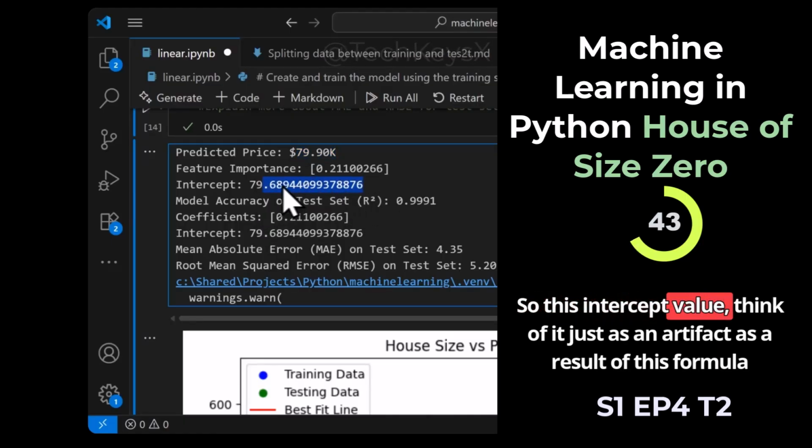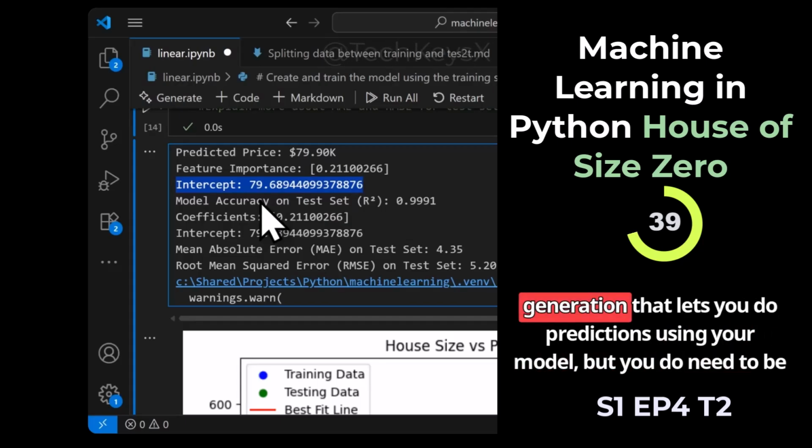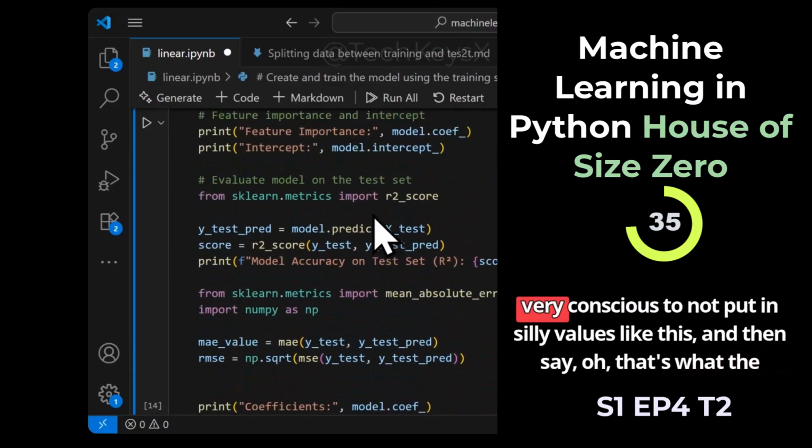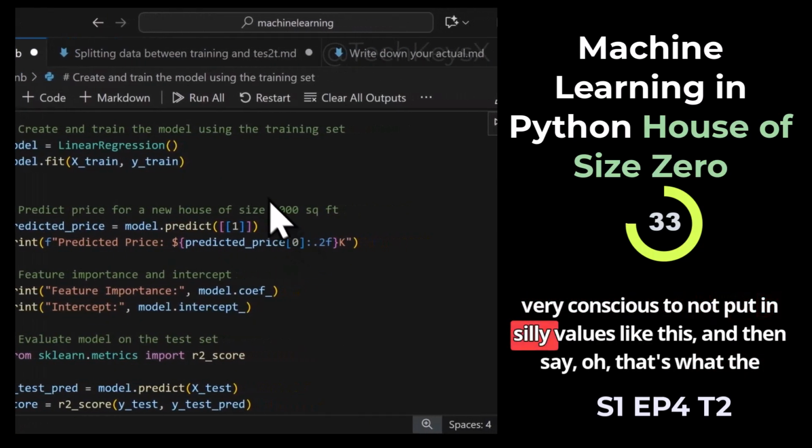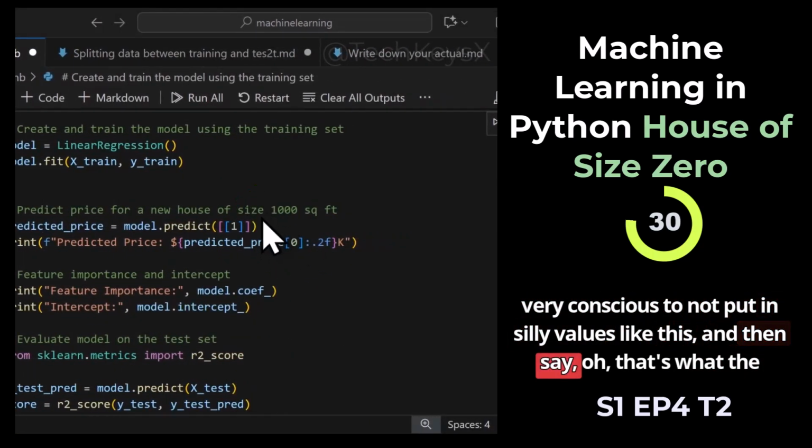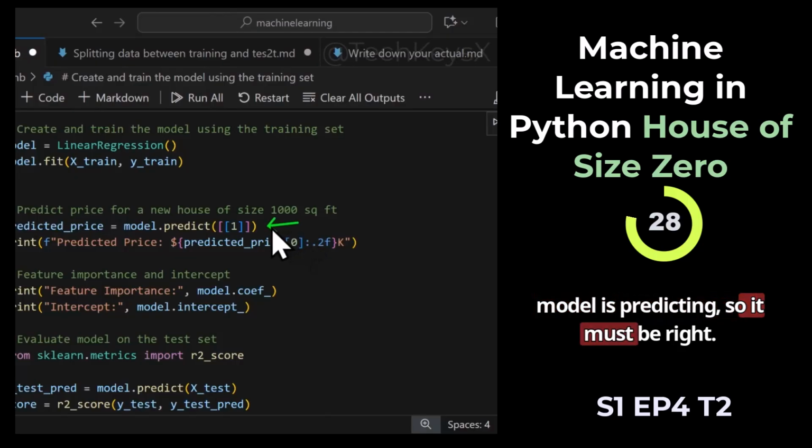So this intercept value, think of it just as an artifact, a result of this formula generation that lets you do predictions using a model, but you do need to be very conscious to not put in silly values like this and then say, oh, that's what the model is predicting, so it was right.